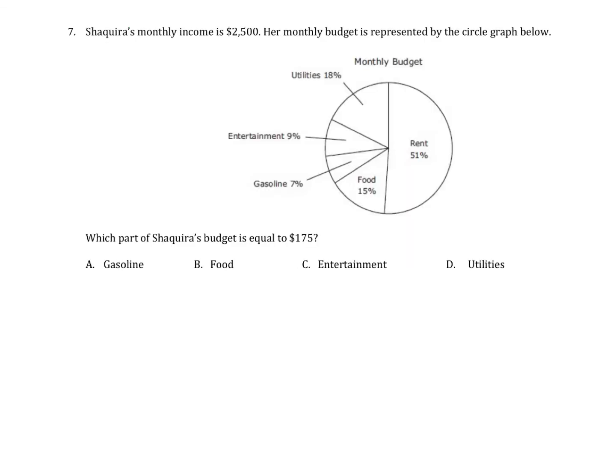Number 7 says Shakira's monthly income is $2,500. Her monthly budget is represented by the circle graph below. Which part of Shakira's budget is equal to $175? So we need to set up our proportion. There's a couple ways you could do it. You could do each percentage individually, or you can put the 175 into your proportion. I'm going to go ahead and put the 175 into our proportion.